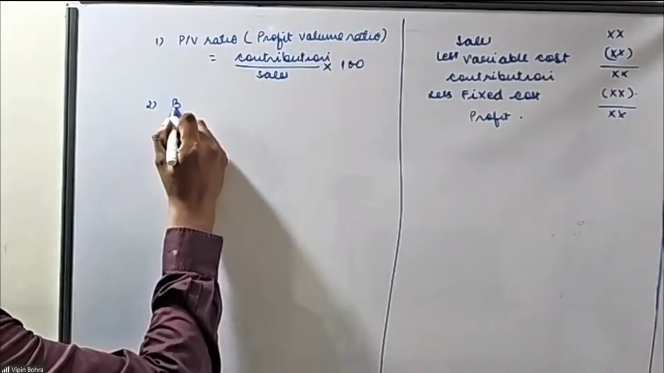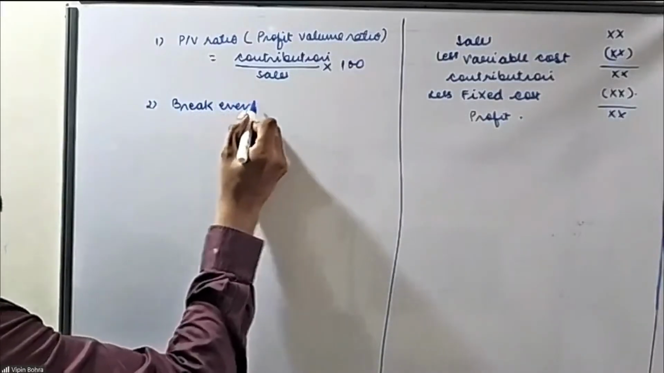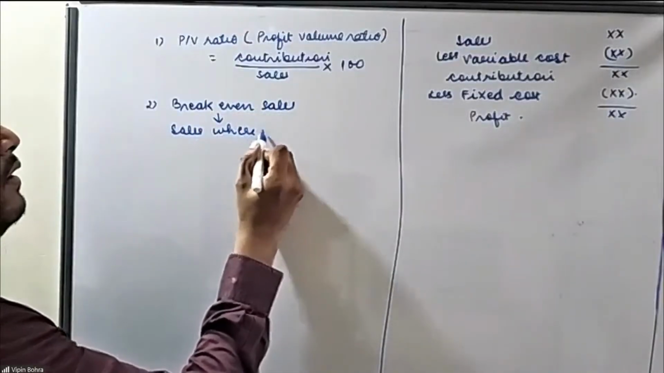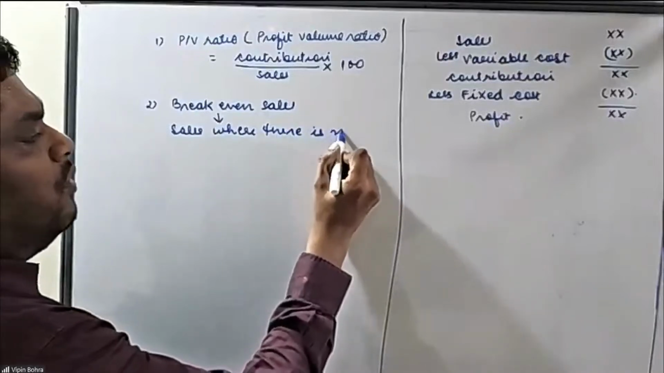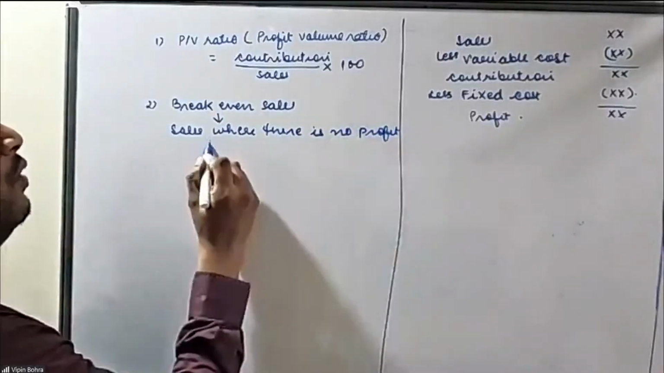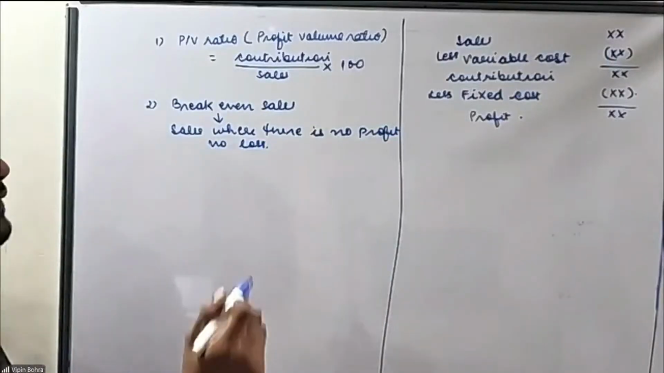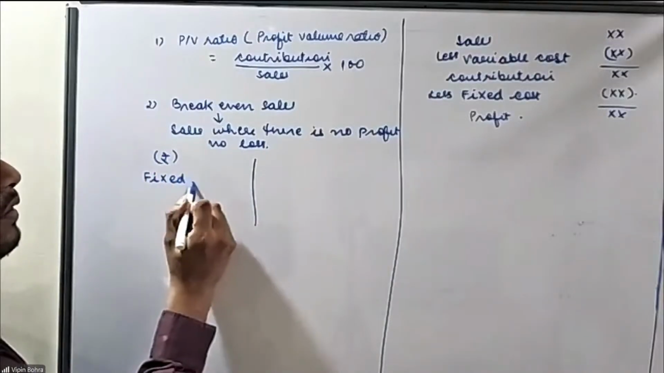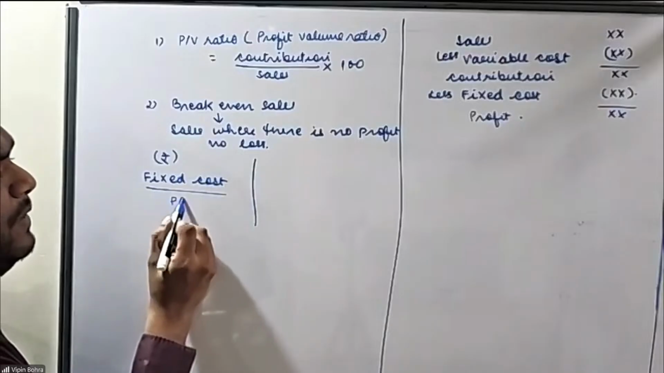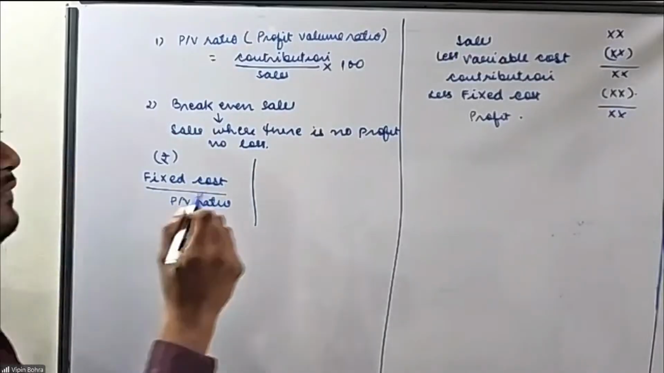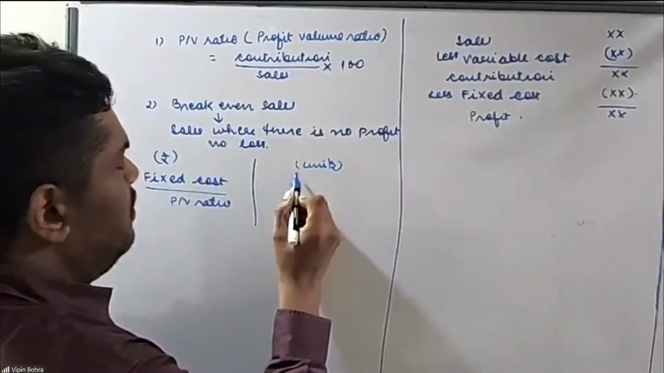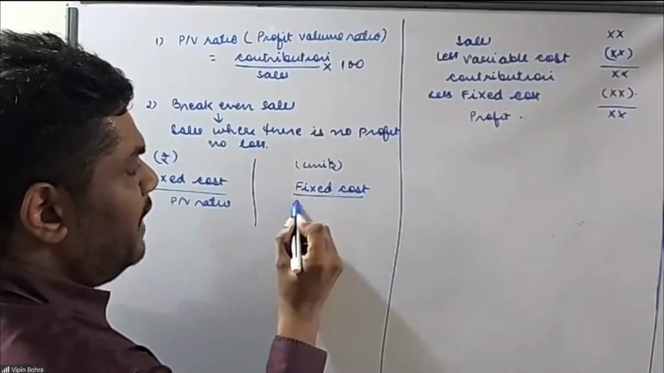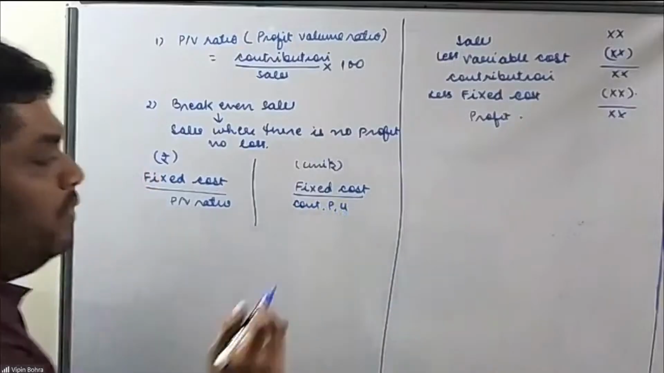The second point we discussed was break-even sales. That is sales where there is no profit, no loss. If you want to calculate break-even sales in rupees, it is fixed cost divided by PV ratio. And if you want to calculate it in units, it is fixed cost divided by contribution per unit.